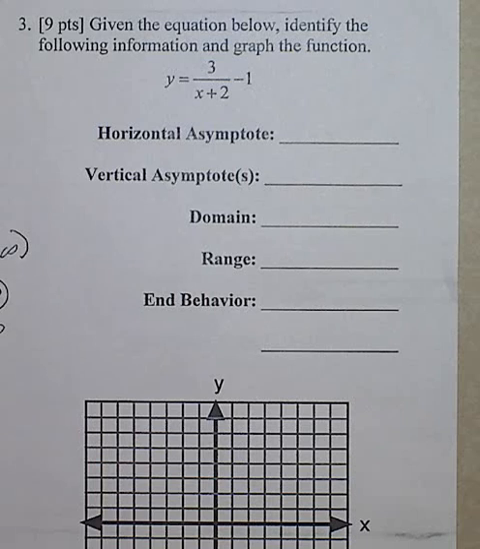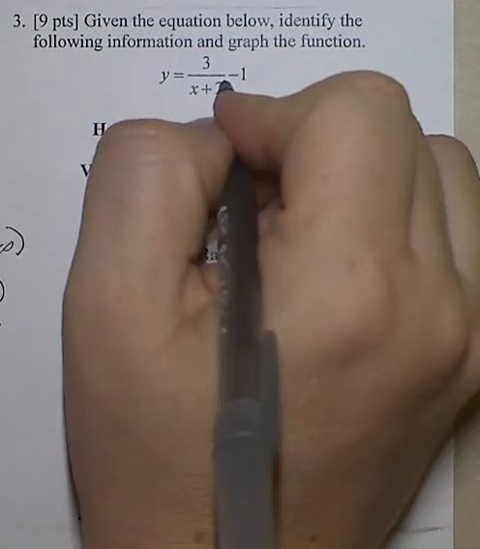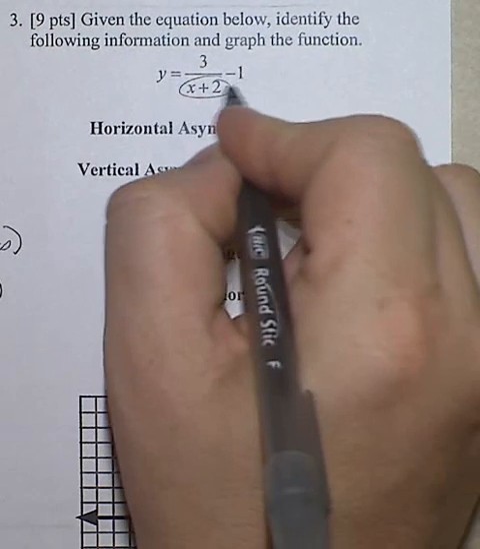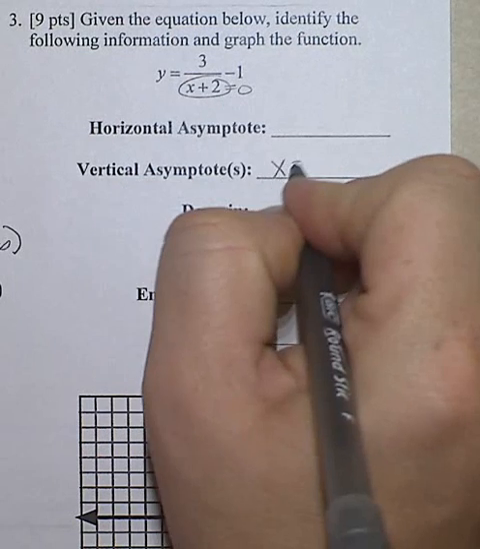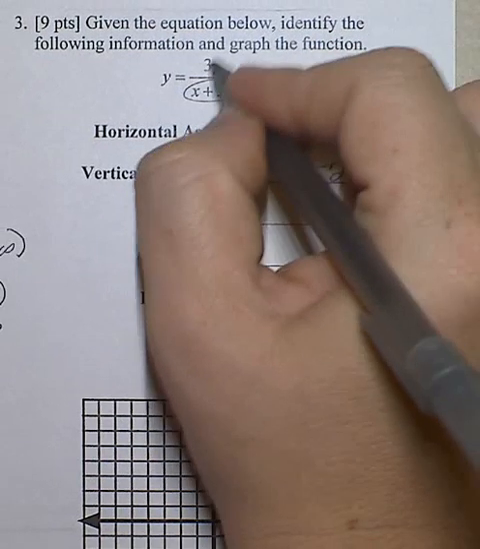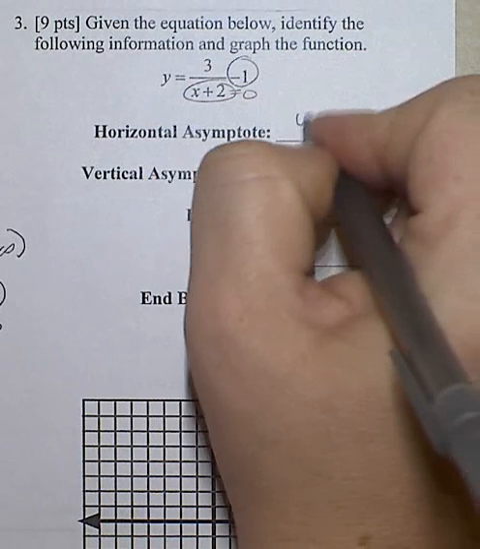Given the following equation, identify the information and graph the function. So we can go with vertical asymptote always comes from this denominator. What makes this equal to 0 would be x equals -2. Horizontal in this graphing form would be y equals -1.